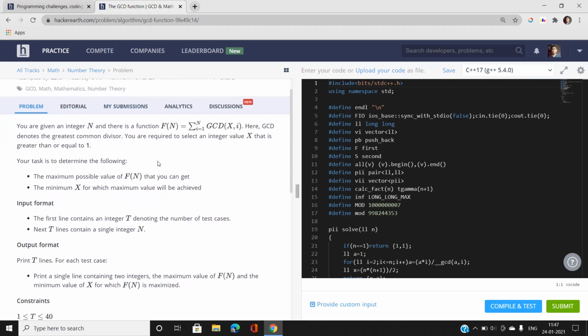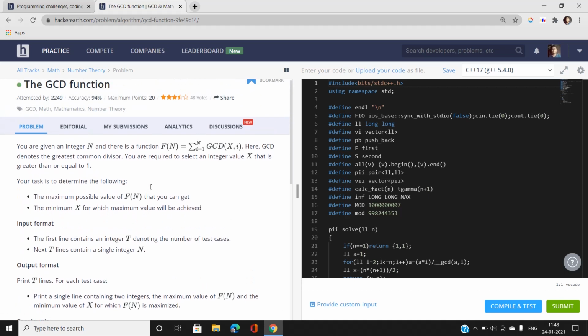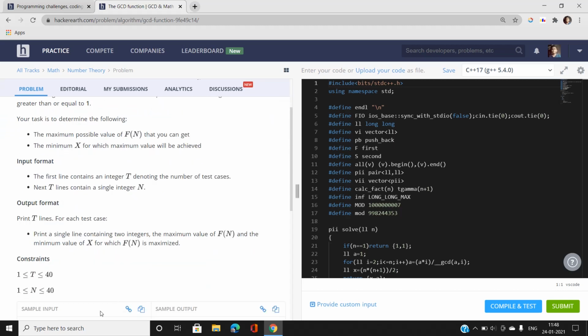Today I will be discussing the second question of the HackerEarth January Circuits 2021, the GCD function. In this question we have been given an integer n and there is a function f(n), which is the summation of all the GCD values GCD(x, i) as i varies from 1 to n. We have to determine the maximum value of f(n), and also the minimum x such that f(n) is maximized.